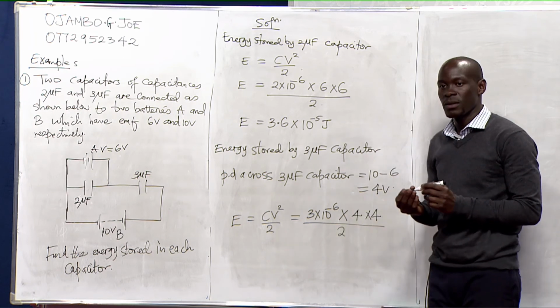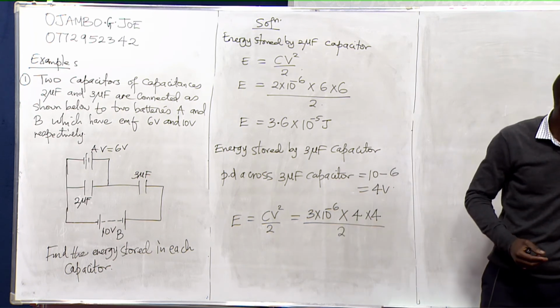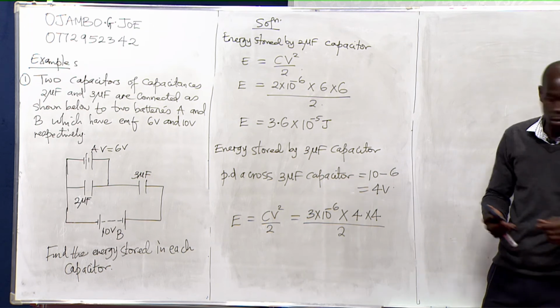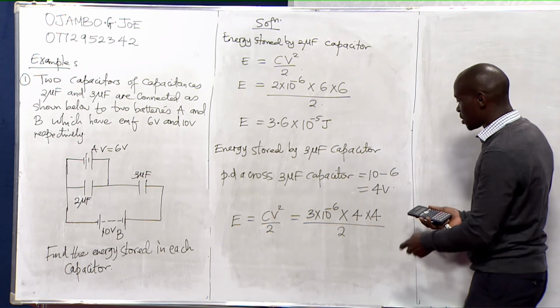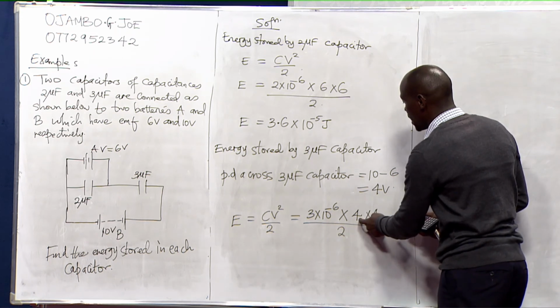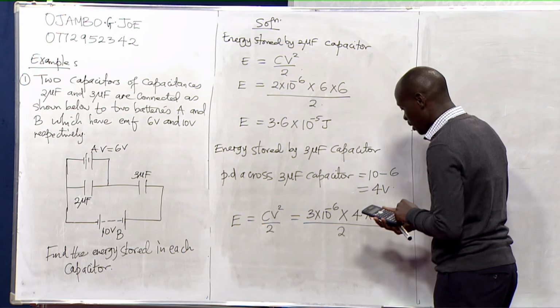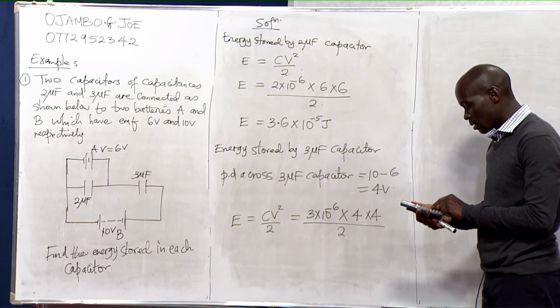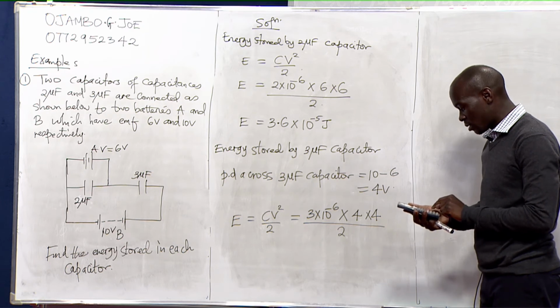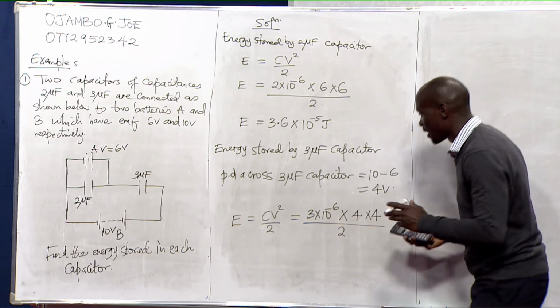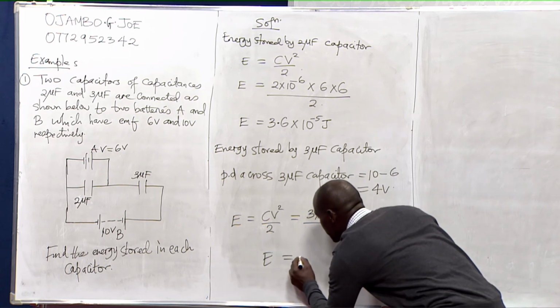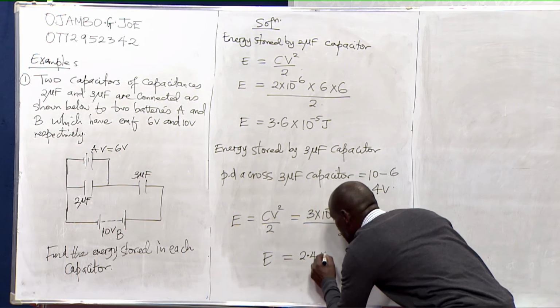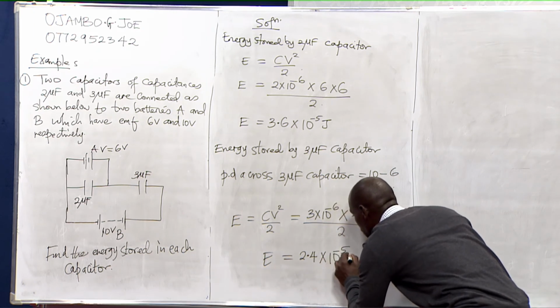Am I right, class? Yes, that's the correct substitution. And then when you work through, what do we get? Of course, this will be divided here. So we shall get 2, and I think the answer would be 2.4, but let us prove and see. 3 exponent negative 6 times 4 times 4 gives us 4.8, divided by 2, yes, 2.4 exponent negative 5. So our energy stored in this case is 2.4 exponent negative 5 joules.